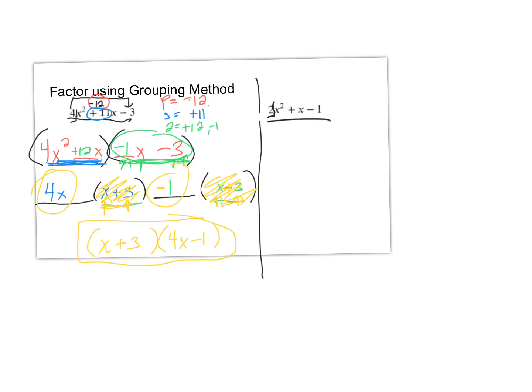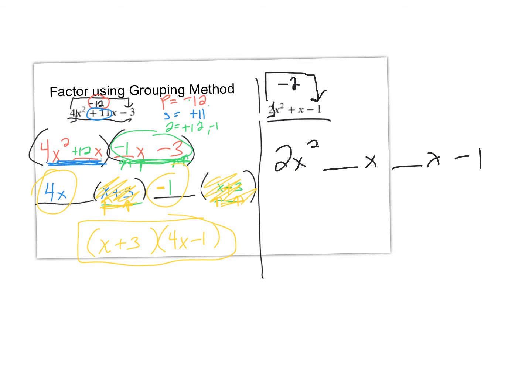Okay. So, since I have that, I have to start by grouping. So multiply the front to the back, and I get negative 2. All right, so let's reset. 2x squared minus x minus 1.